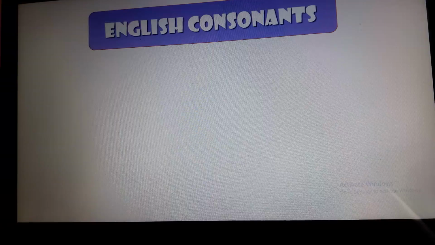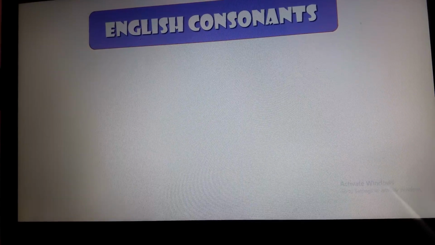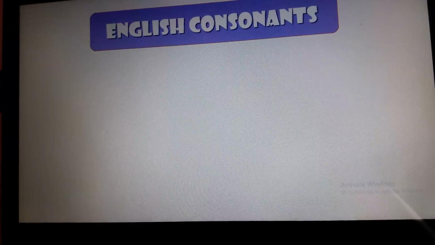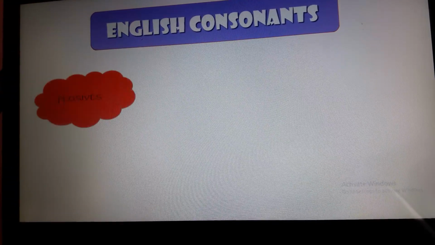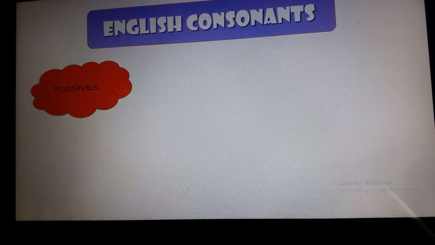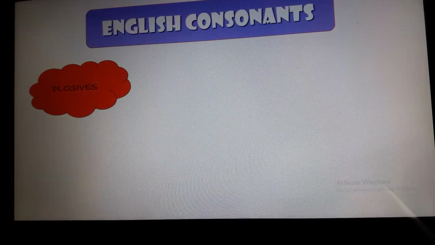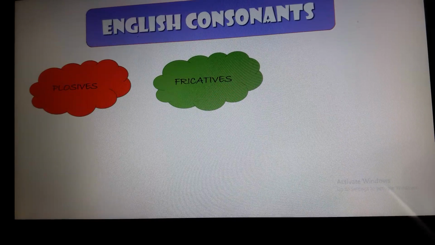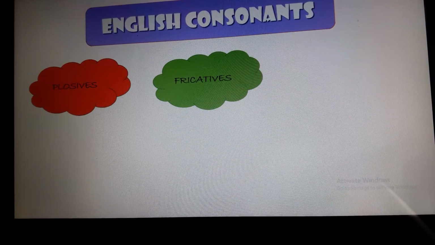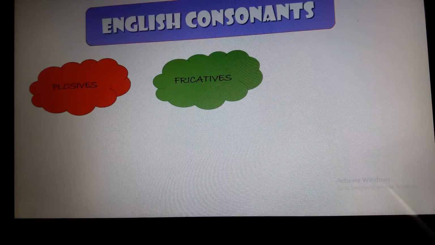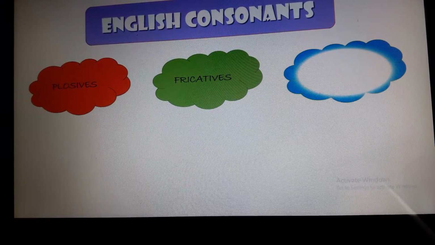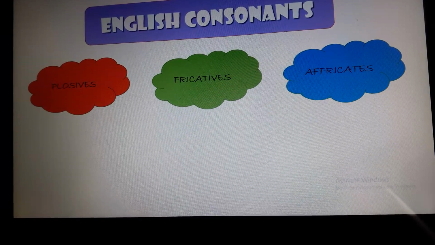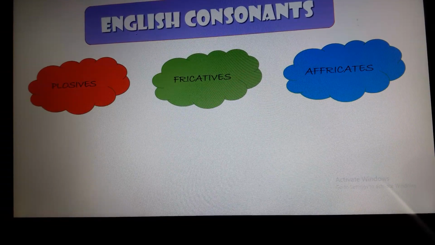English consonants can be classified into plosives, fricatives, affricates, nasals, liquids, and semivowels. The first one is plosives. A plosive is a consonant made by blocking the airflow. The next one is fricative, a consonant sound such as English F or V, produced by bringing the mouth into position to block the passage of the airstream. And the next one is affricates, which are complex consonants that begin with an occlusive phase before moving on to a fricative phase.